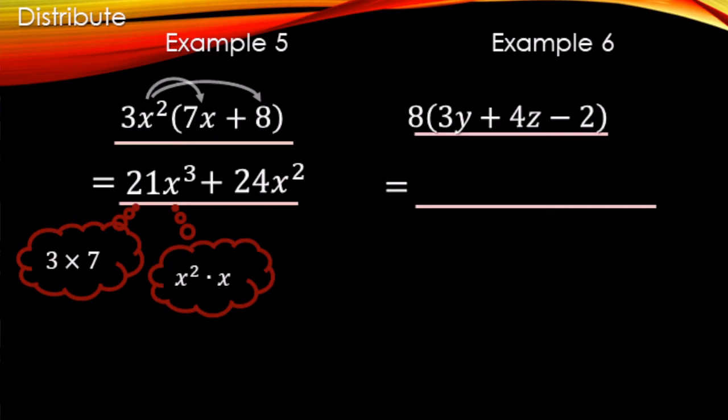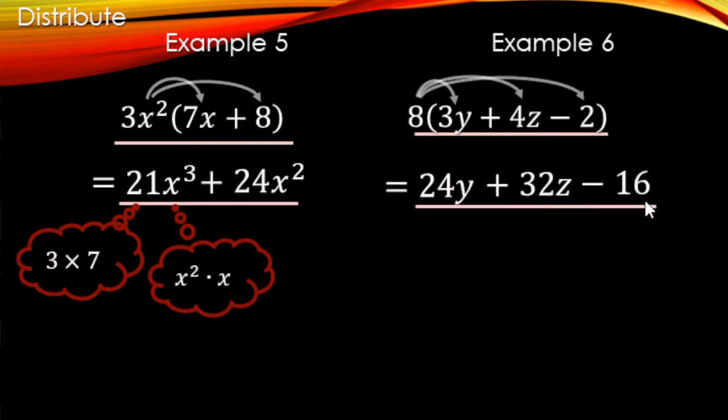Now we have 8 times 3y plus 4z minus 2. So instead of having 2 arrows like over here, we're going to have 3 arrows for our distributive property. So 8 times 3y, multiply the numbers together. That'll be 24y. 8 times 3 is 24. 8 times 4z is going to be a positive. 8 times 4 is 32z. And then 8 times a negative 2 is going to be a negative, and then 16.